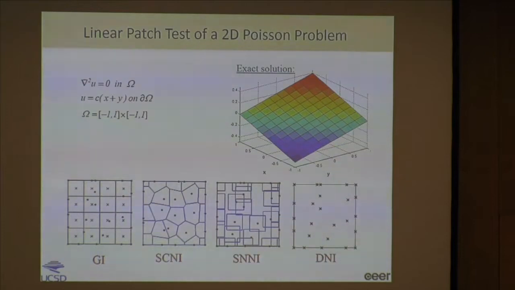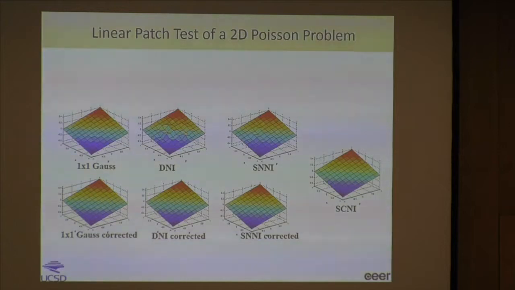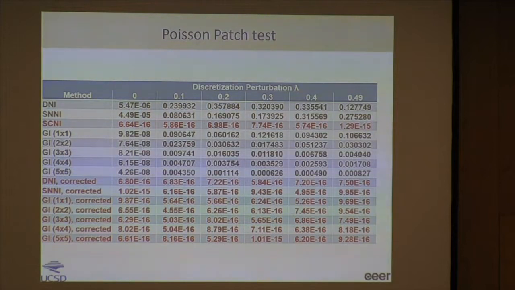I have a problem where the solution is exactly linear, and now I tested a few Gauss quadrature rules, direct nodal integration, SNNI, and they don't give you the exact solution. SCNI, of course, does, but with the corrected ones, everything is exact. Look at the nodal values. The ones in black are the ones without correction. Here, I arrange the nodal spacing. When lambda is zero, it's a uniform distribution. Then I start to perturb the nodal distributions, and the nodal distribution becomes more and more random. You see the ones in red.